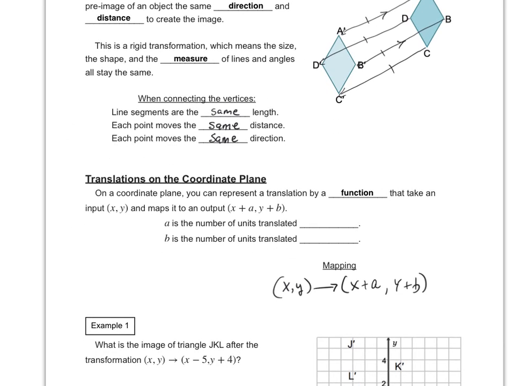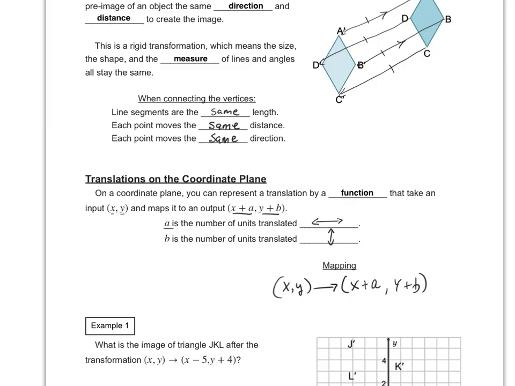On a coordinate plane, you can represent the translation by a function, and it takes on the input of x, y, and the output. So whatever my x and y is, my translation would be x plus a and then y plus b. All that is indicating is the a or the b value. The a is the number of units translated, and think about it, x is the x-axis, so a is the number of units translated left or right. And then b, the y-axis, the y values, would be the number of units translated up and down, positive and negative, whatever it may be.